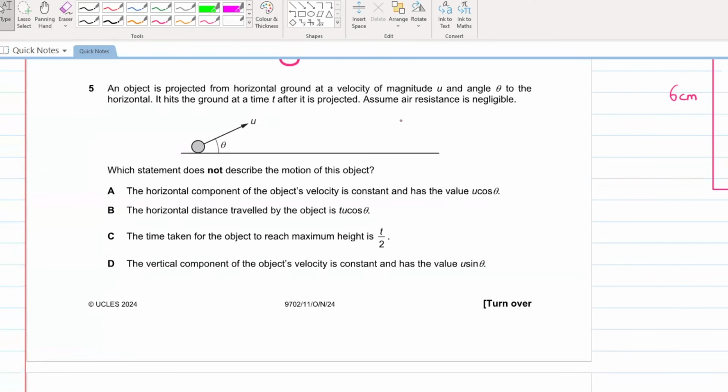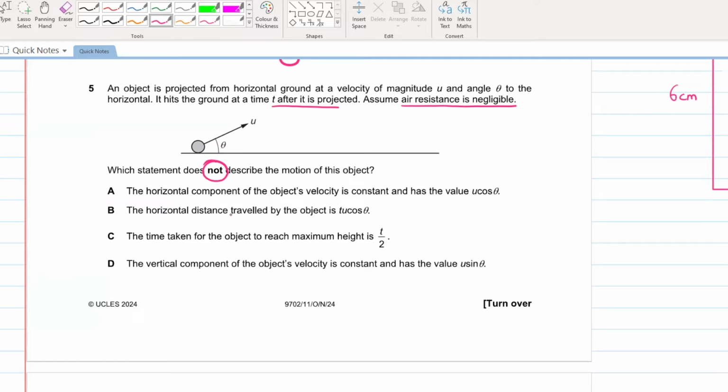An object is projected from horizontal ground at a velocity of u and at an angle of theta to the horizontal. It hits the ground after time t. Assume air resistance is negligible. Which statement does not describe the motion of this object?